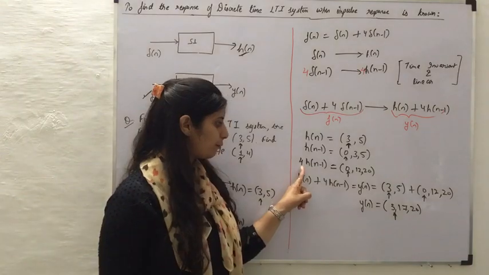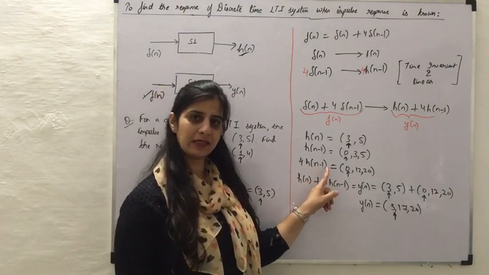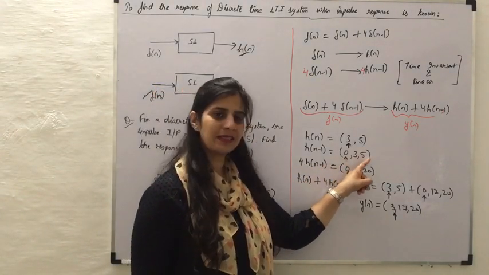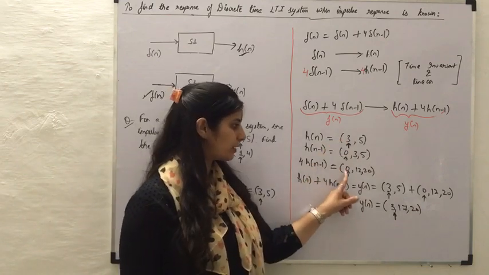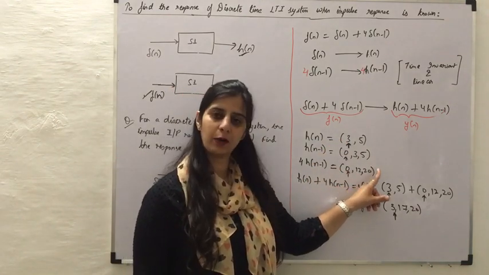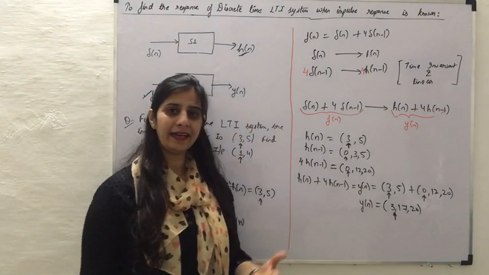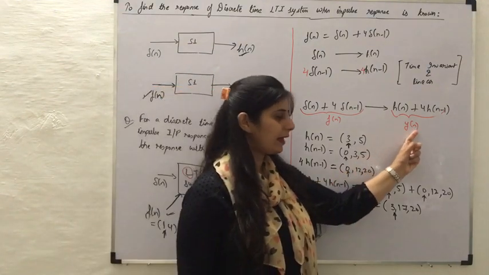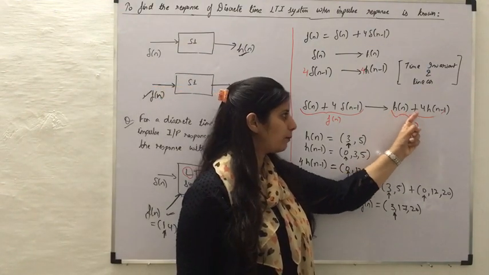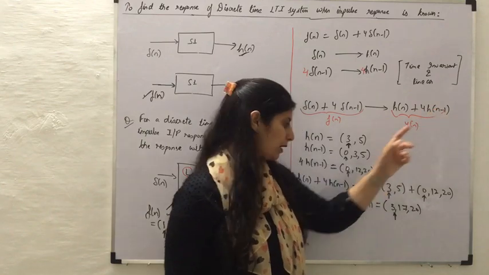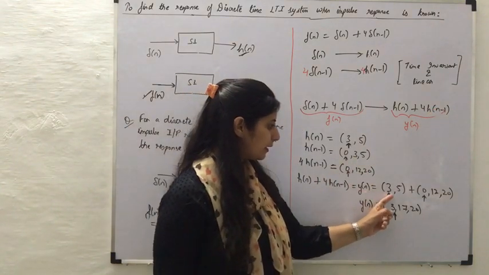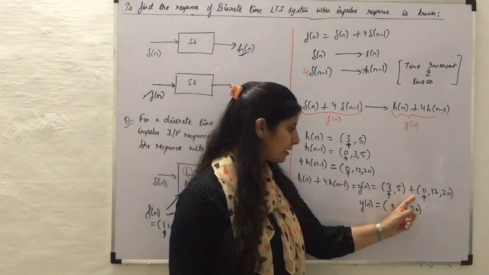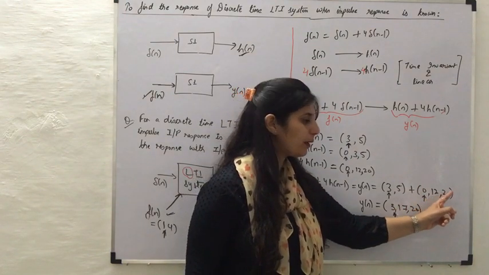So I'll have 4 h of n minus 1, which is then equal to each time instant value multiplied with 4. So this will be 0, 12, 20. Next thing I need to do, to get y of n, is to add h of n plus 4 h of n minus 1. So when I am adding this, it will be 3, 5 plus 0, 12, 20.